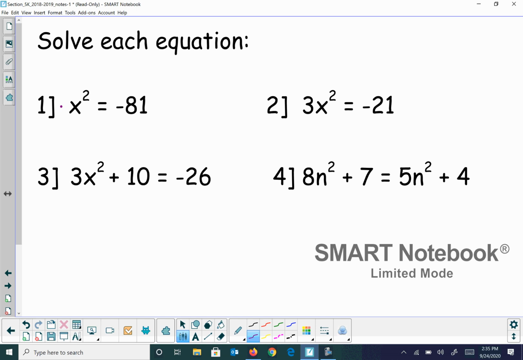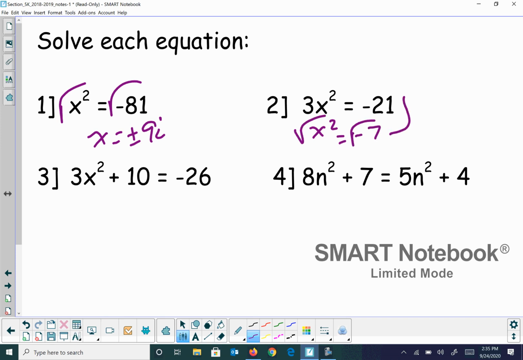So let's solve this first equation. So I'm going to take the square root of both sides. So x equals plus or minus, square root of 81 is 9, but I have to put the i there because I had that negative under the radical. Problem number 2, if I divide both sides by 3 first, and then take the square root of both sides, this is going to give you an answer, x equals plus or minus i root 7. Notice where the i fits. It fits before the radical.